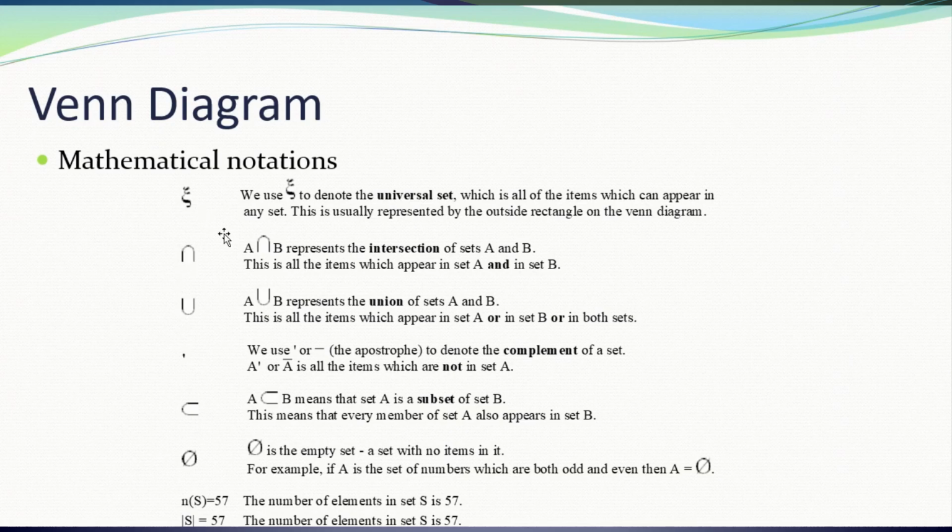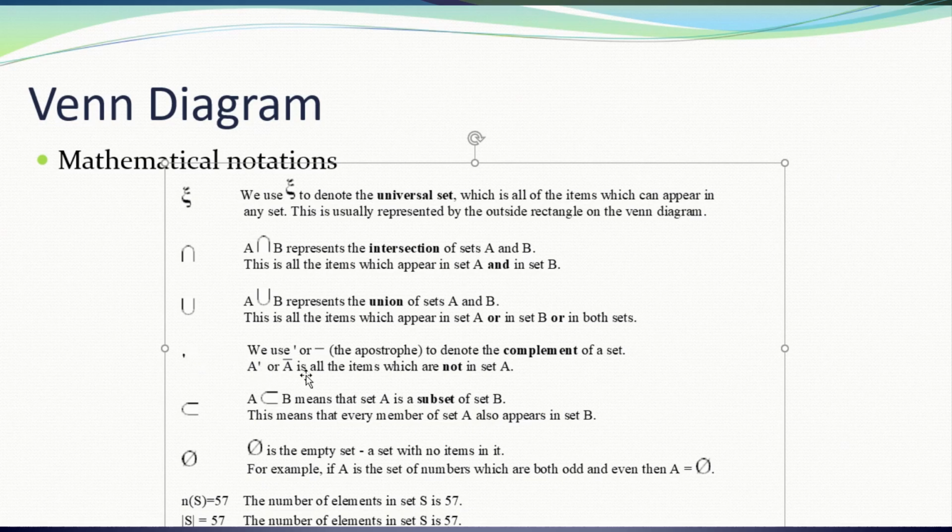When you see this symbol, it means intersection. It means "and". So this you must be very clear. Intersection is "and". When you see this symbol, or you see U, it's union. That means everything.